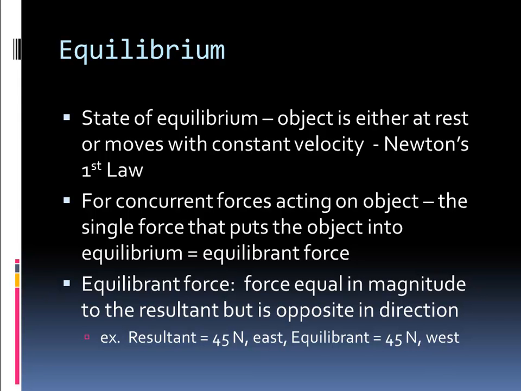So what is this equilibrium force? Well, it's the force that is equal in magnitude but opposite in direction to the resultant force vector. And if you don't remember what the resultant is, once again, go back, look at your old vector notes and review that. An example would be if the resultant is 45 newtons to the east, your equilibrium force would be 45 newtons to the west. So again, equal in magnitude but opposite direction, which is Newton's third law.